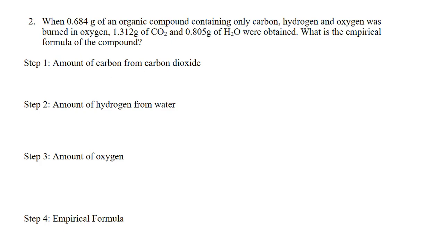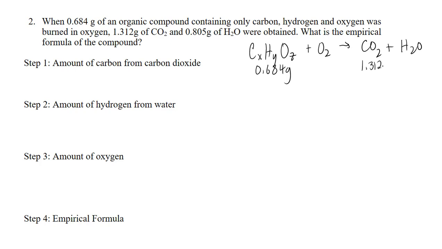Okay, the amount of carbon dioxide is going to come from the CO2, and the amount of the hydrogen is going to come from the water. So in this compound we have carbon, hydrogen, and oxygen. We're making CO2 and H2O. We have a 0.684 gram sample, and the CO2 is 1.312 grams, and the water is 0.805 grams.